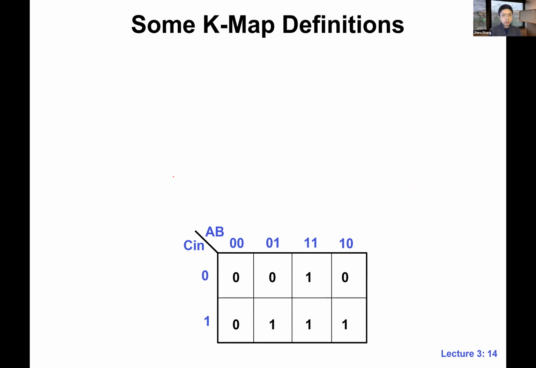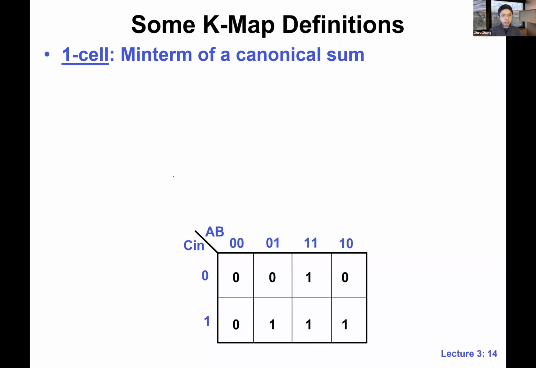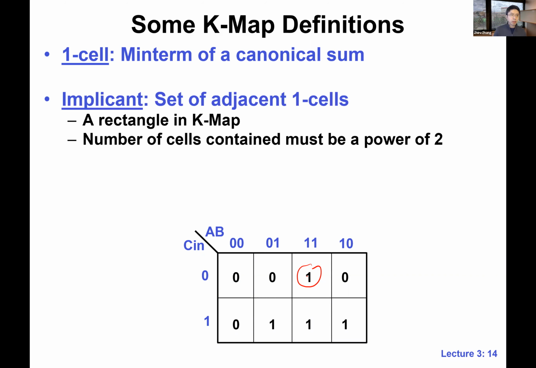Okay, so coming back to some of the definitions again, the kernel map. First I want to define the so-called one cell. We will look at this table, right? Each one of these entries is labeled with either 0 or 1 based on what we have in the truth table. If we have 1 in the cell, we call it a one cell. This corresponds to the min term. Each one cell corresponds to a min term in the canonical sum.